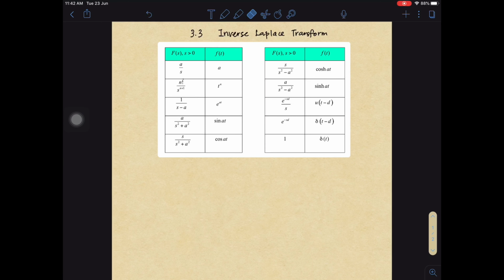Okay, so for example, if you have your F(s) equal to 4 over s to the power of 3. You see the denominator. It's easy for you to find the f(t), just refer to the denominator. So now you see your denominator is a single s, but the power of s is not 1 anymore. The power of s is 3.